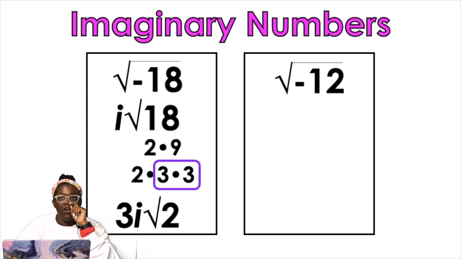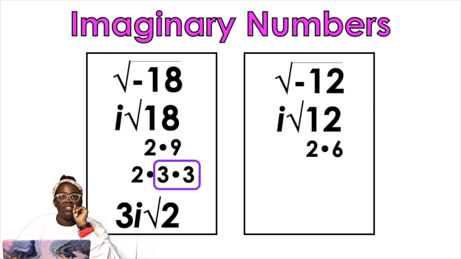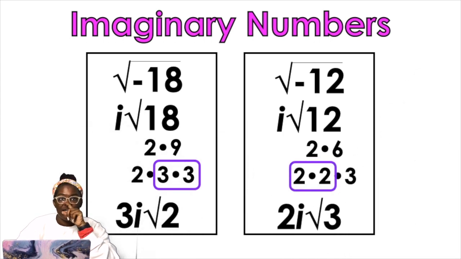Let's try the square root of negative 12. Automatically, because there's a negative under that radical, what am I taking out? An i, right? And then I'm going to simplify. 2 times 6. 2 times 2 times 3. Doubles go outside, singles stay inside. 2i square root of 3 is the proper way for me to simplify that. You got it? A couple more.